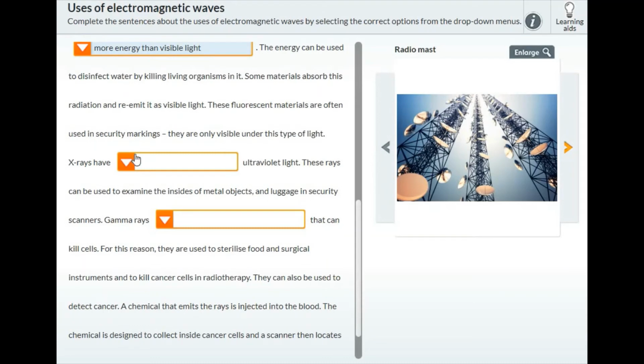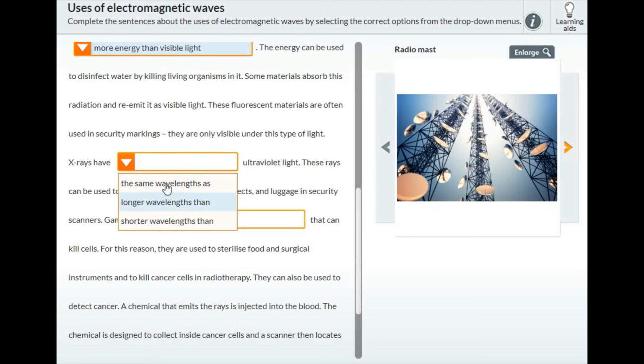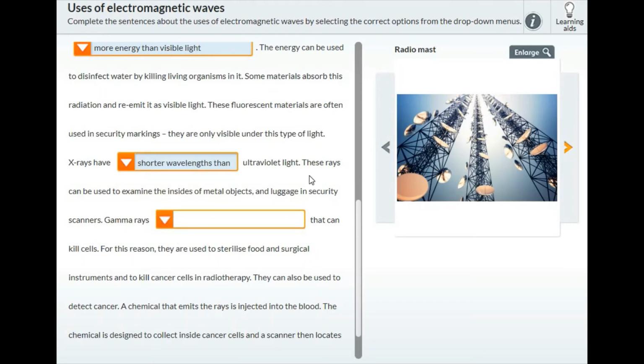X-rays have something than ultraviolet rays. So what is it that they have? Okay, so we're talking about wavelength. The wavelength should get shorter the higher the frequency. And X-rays are higher frequency than ultraviolet, so their wavelengths are shorter than ultraviolet. These rays can be used to examine the inside of metal objects and luggage in security scanners.